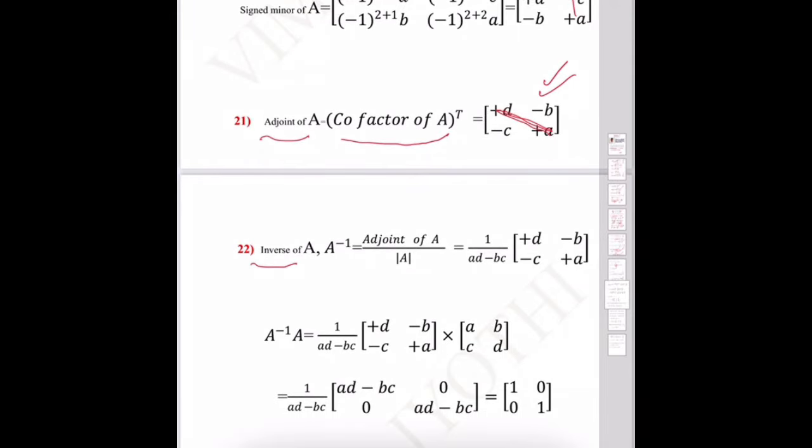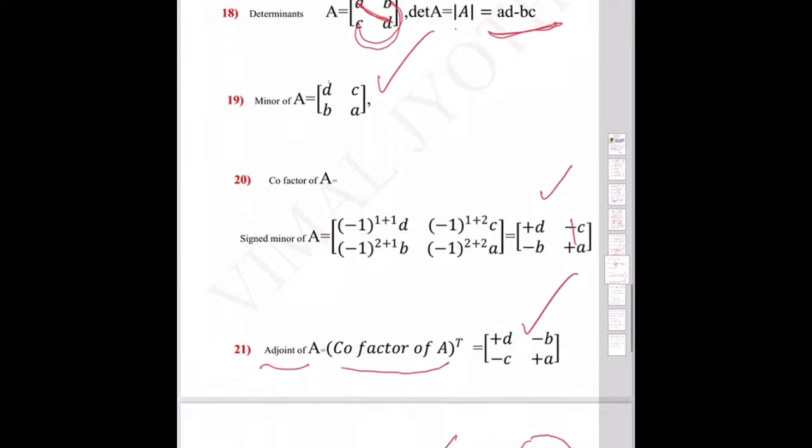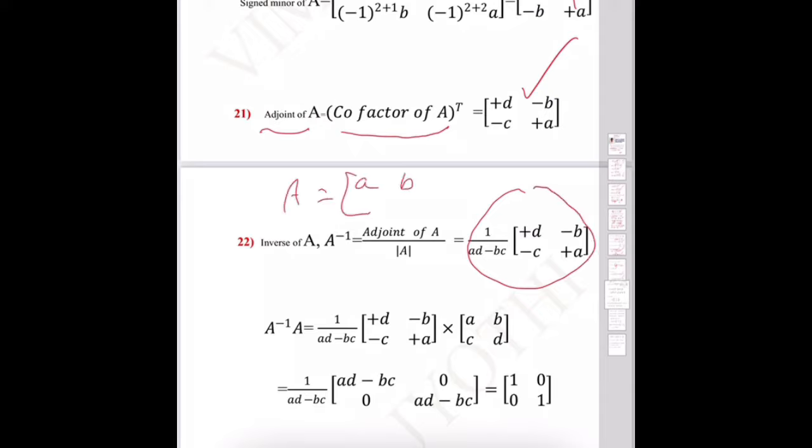The inverse of A is equal to the adjoint of A divided by the determinant of A. What is the determinant of A? In a 2 by 2 matrix, the determinant of A is equal to AD minus BC. That is, the inverse of A is equal to this. A is the matrix A, B, C, D, then the inverse of A equals this.